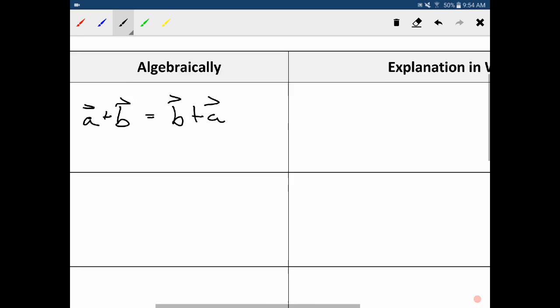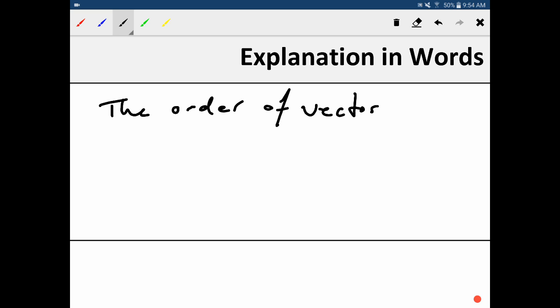Okay? So, in other words, the order of vectors is not important when adding.